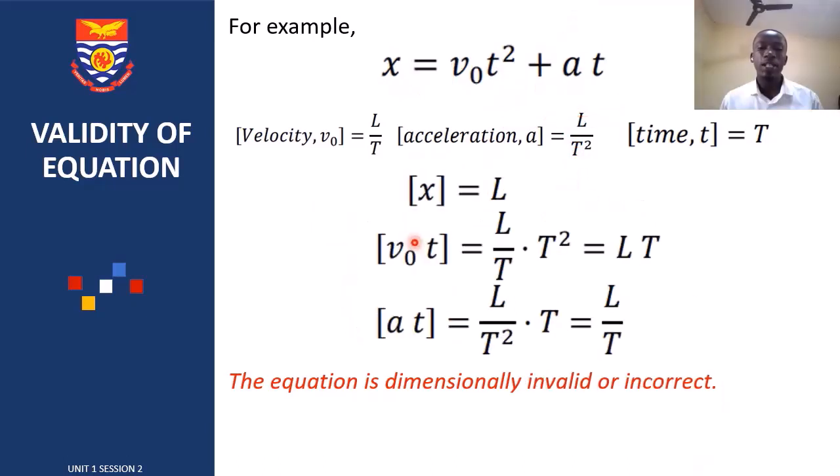Let's look at a second example here. Still checking the validity of an equation. And this time around, the equation given here is x equals v0 squared plus at, where our x here is the distance, the v0 is the velocity, the t is the time, and a is acceleration. As explained earlier, we are going to group this one in terms, and equal to, minus and plus are used to group them.